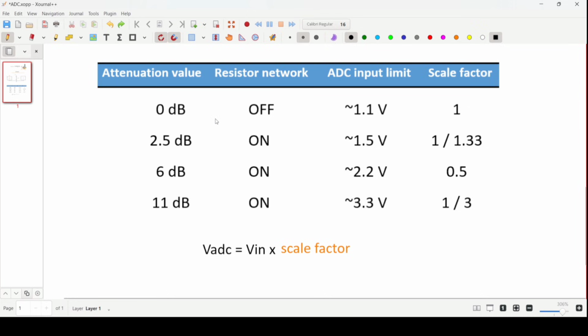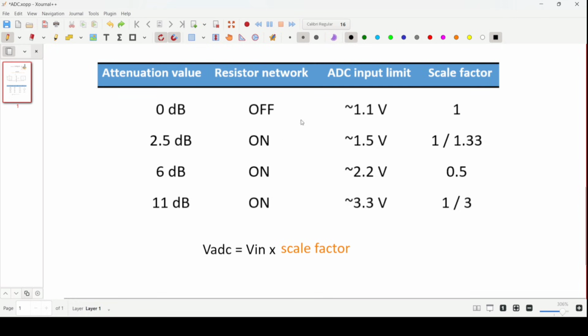So if the attenuation value is 0 decibel, it means the resistor network would be bypassed, it means it will be off, and the ADC input limit is 1.1 volt, which is the same as the reference voltage, and that is why the scale factor is 1. Now as we increase the attenuation value above 0 decibel, like 2.5 decibel, the resistor network comes into play.